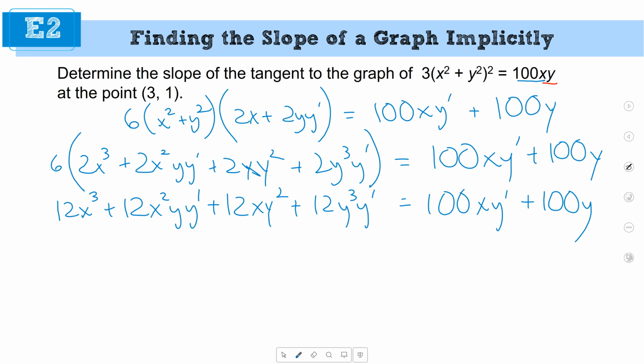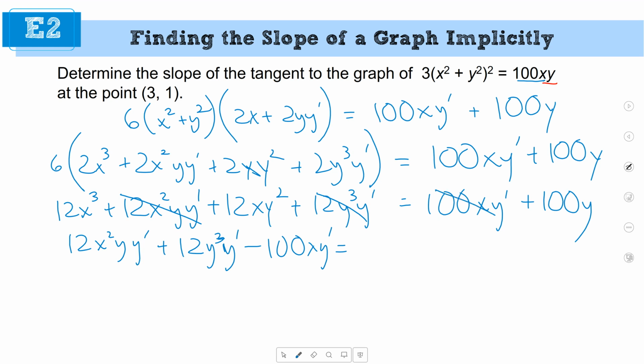If it has a y prime, it stays on the left. If it doesn't, it goes over on the right. 12x squared y prime, that takes care of that. Plus 12y cubed y prime minus 100x y prime equals, okay, that's taking care of everything. Everybody out of the pool. Negative 12x cubed minus 12xy squared plus 100y. Almost there.